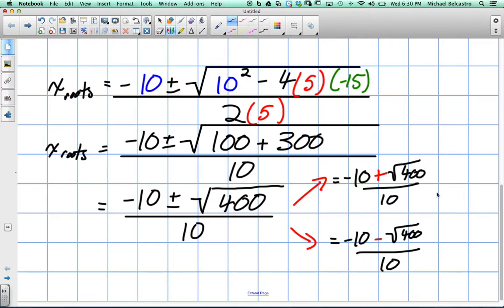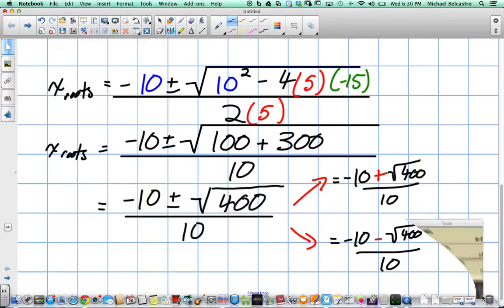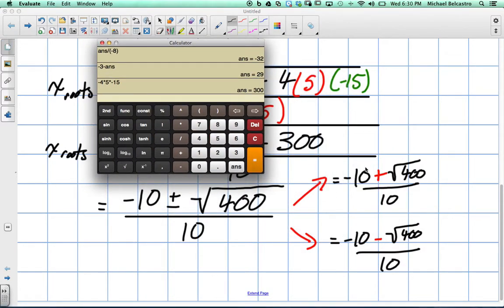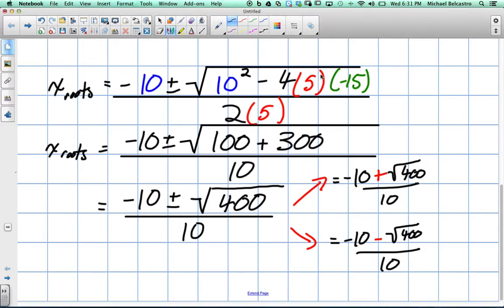And we can probably do this all in one step in our calculator, depending on how good we are. I'm going to find the root of 400, okay? And then we're going to be subtracting 10 from that number and then dividing all of this by 10. So subtract 10. Oh yeah, root 400 would be 20. That makes sense. Minus 10 is 10. And then I divide it by 10. So divided by 10, 1, yay. So we got 1 as one of them.